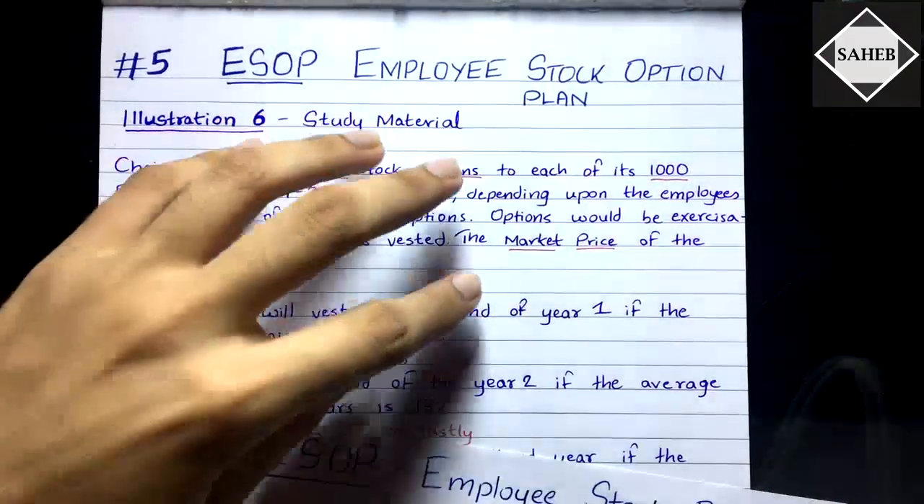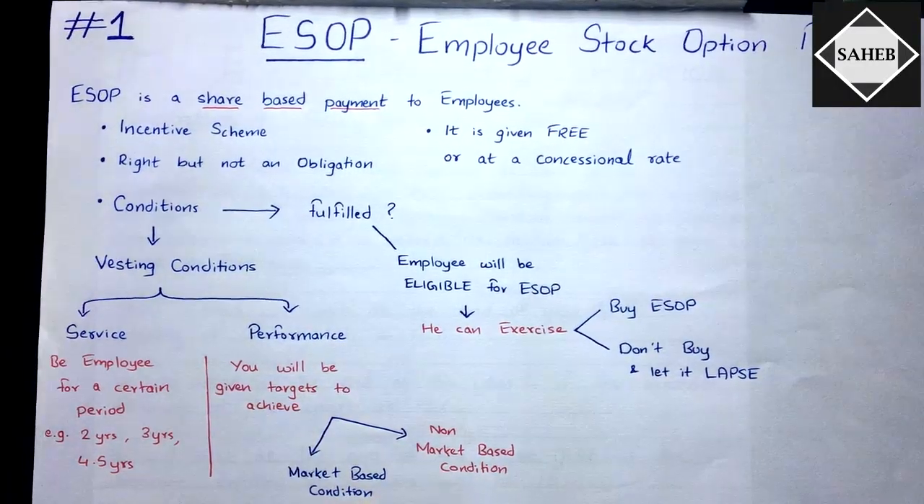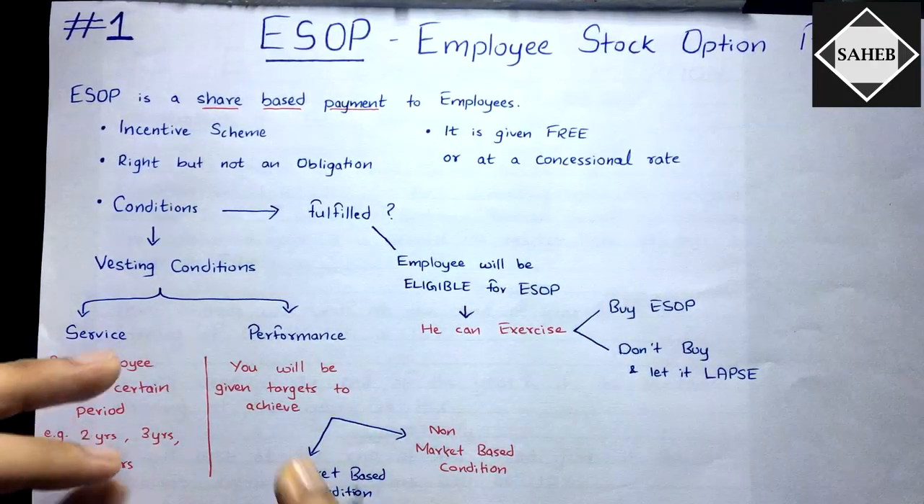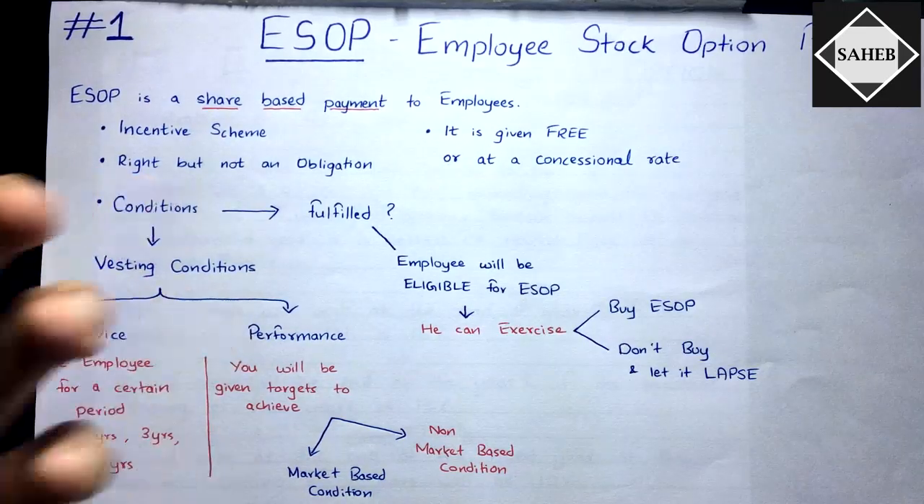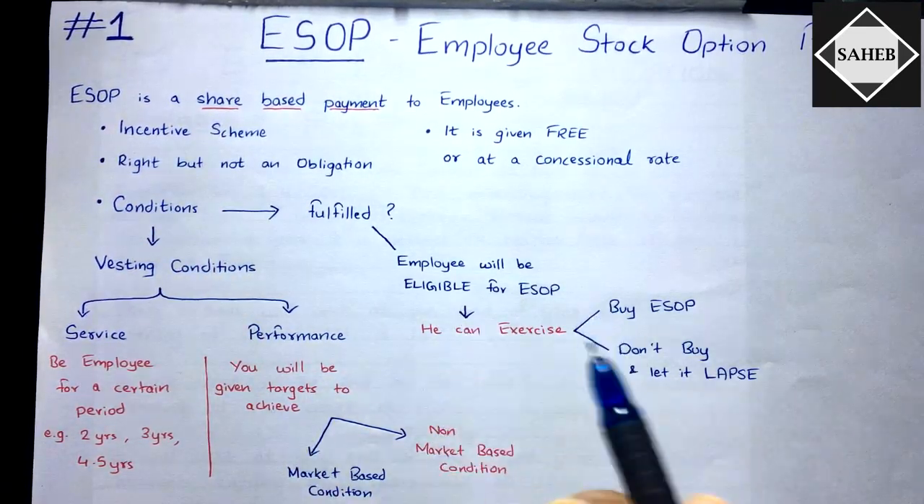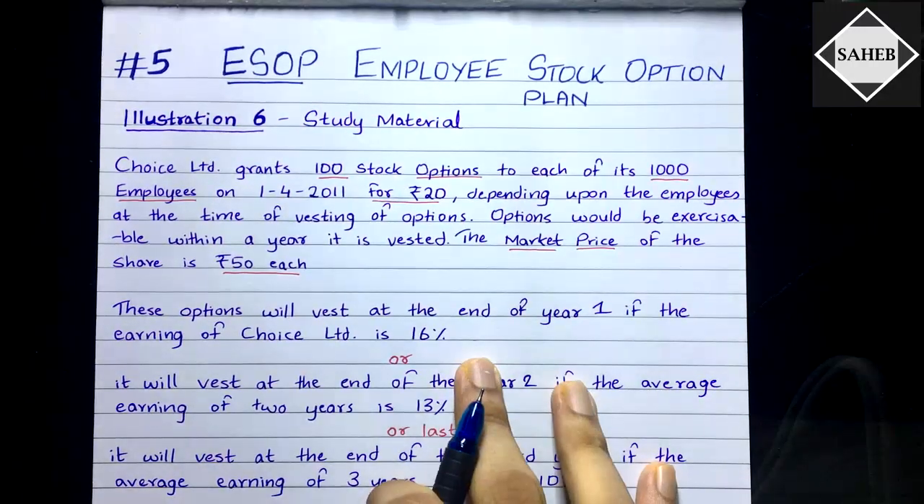Now here we don't have a service condition. Here we have got a performance condition. The employees will be given some targets to achieve. If the employees achieve the targets, then only their options will be eligible or vested. Then they will be able to use those options and purchase the shares of the company at low prices. Is that clear? So that's what we have in this question.